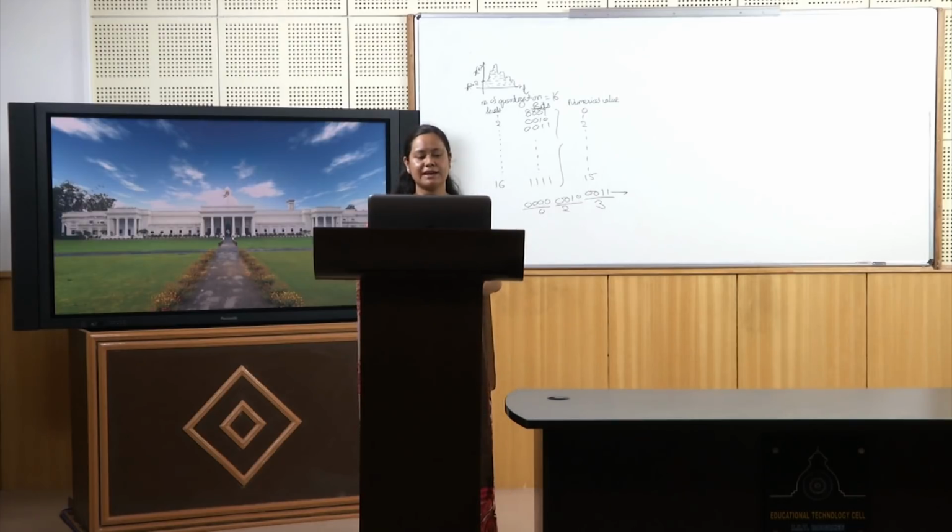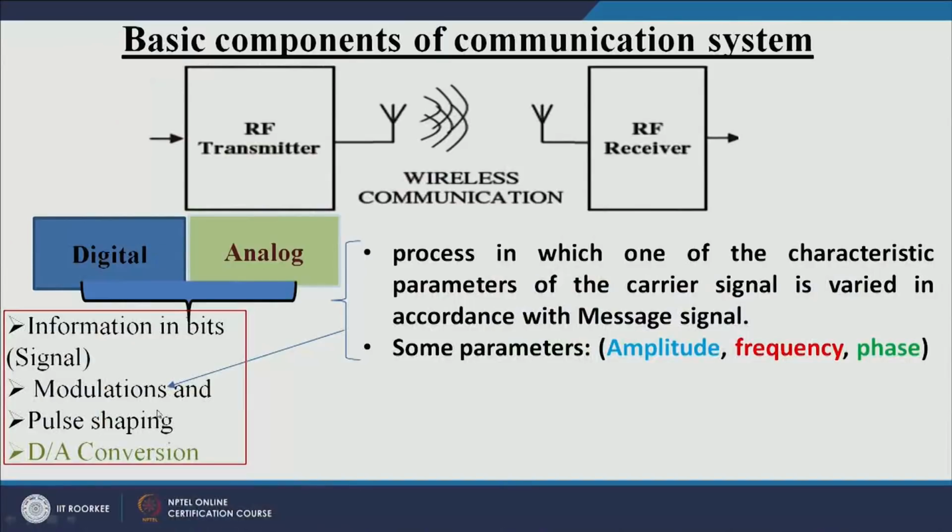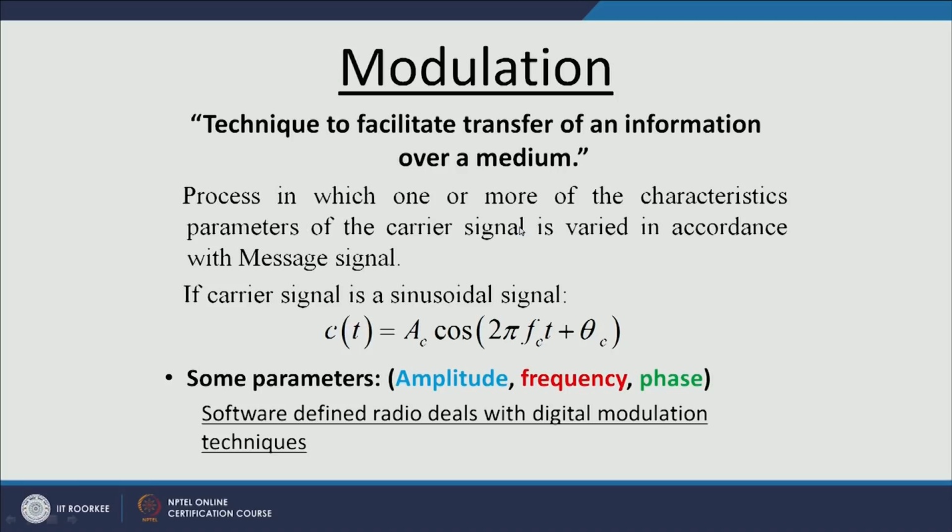Now, coming to the second part, which is the modulation. So, first you have your information in bits, you mapped it in particular symbols. After keeping some bits for the encoding, now we come to the modulation. Modulation is a technique to facilitate transfer of information over a medium. Basically, it is the process in which one or more of the characteristic parameters of the carrier signal are varied in accordance with the message signal. We call it modulation.